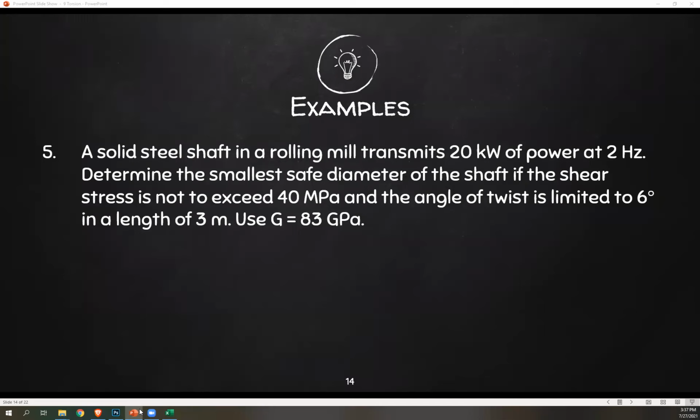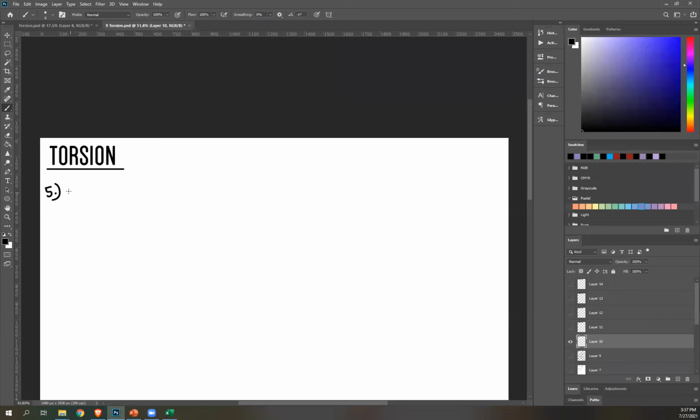So this is a bit different from what we did. In the past examples, we're looking for maximum shear stress and angle of twist. Here, we're given shear stress and angle of twist, we're looking for allowable force or allowable dimension. So just keep that in mind. First step is the same, write out your given. Rolling mill transmits 20 kilowatts of power. That's P for power.